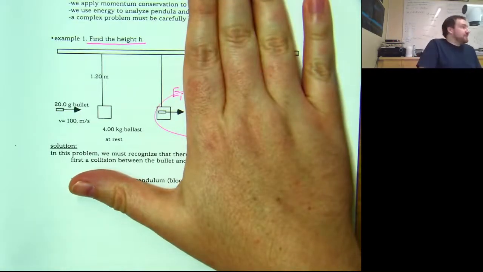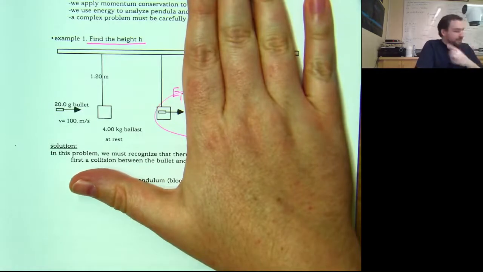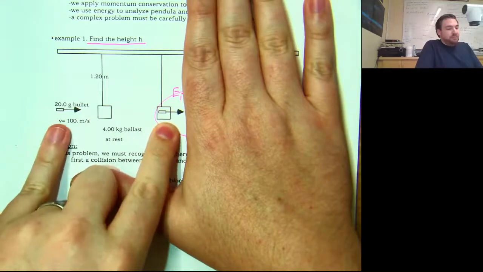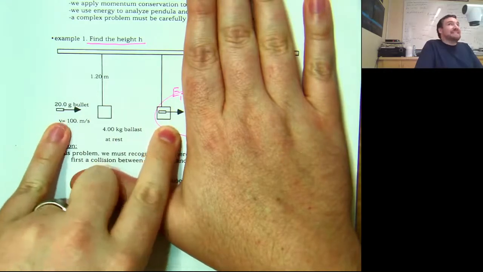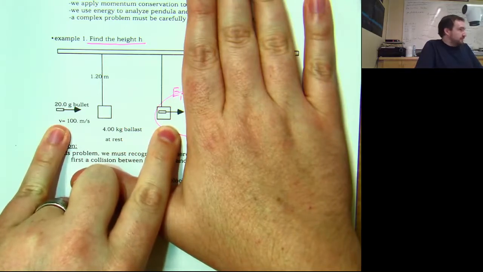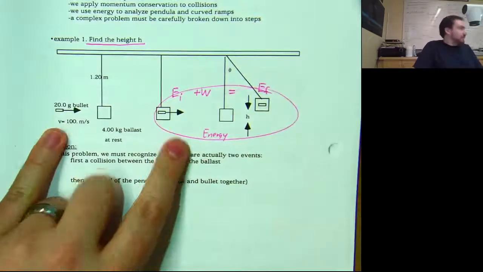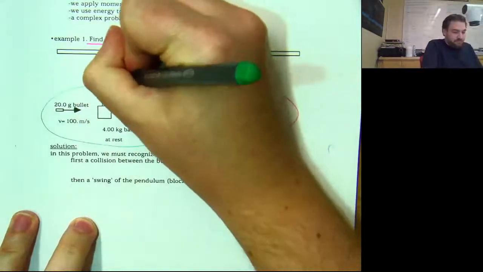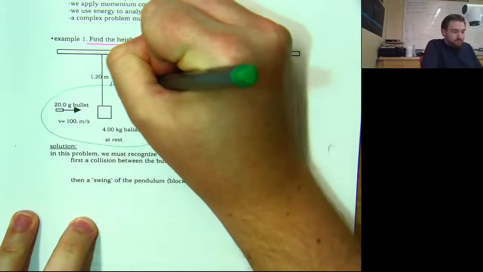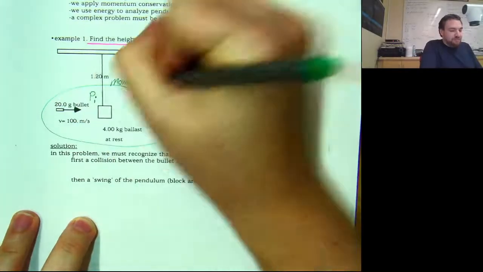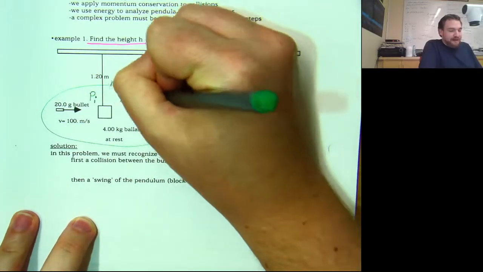Before that happens, as we go backwards in time, this happens. I've got a bullet being embedded in a block. How do I analyze this portion of the question? A collision means momentum. Where I've got my initial situation equaling my final situation.